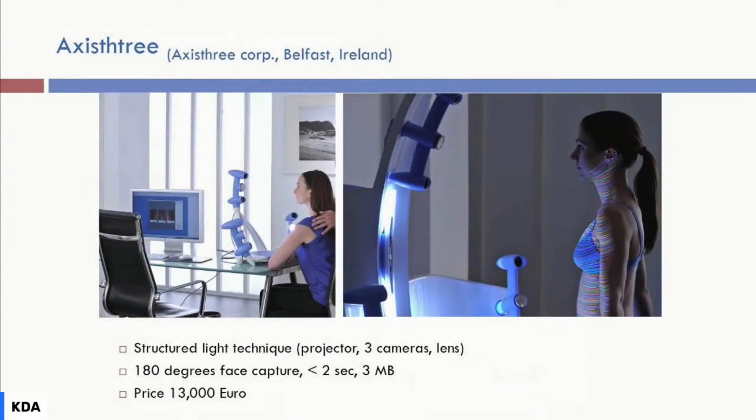So I'll go over a couple of examples. This is the Axis 3 camera from Belfast. It is used in the field of maxillofacial surgery and plastic surgery, both for the face or for the upper part of the body. It projects structured light, and you can see the light, they get projected in colors. You can capture 100 degrees of the face. It takes less than 2 seconds to capture the image. Each image is about 3 megabytes in size. And the price of this device is 13,000 euros.